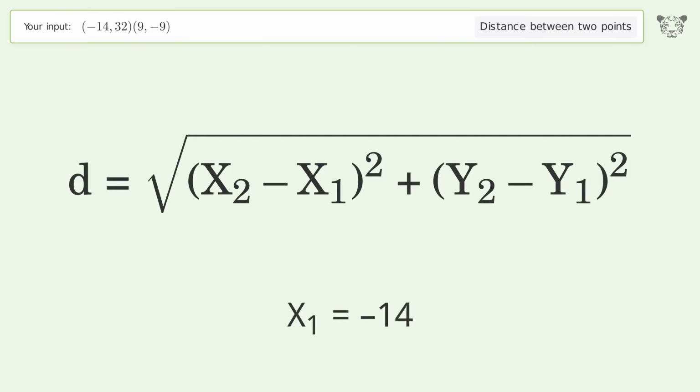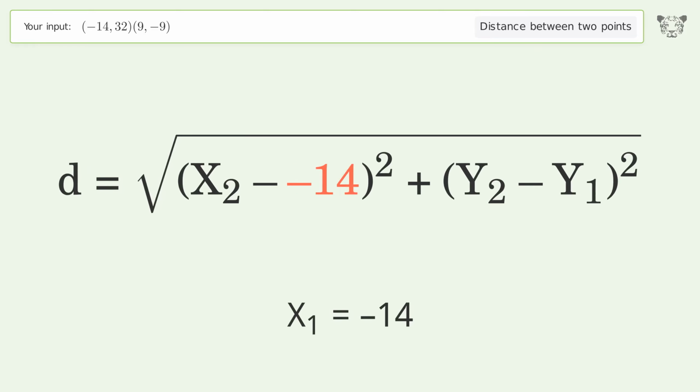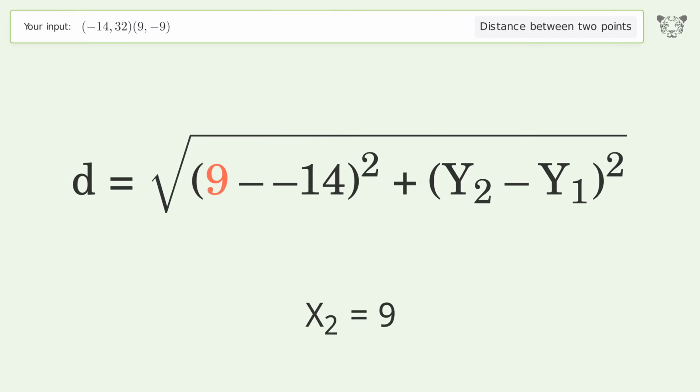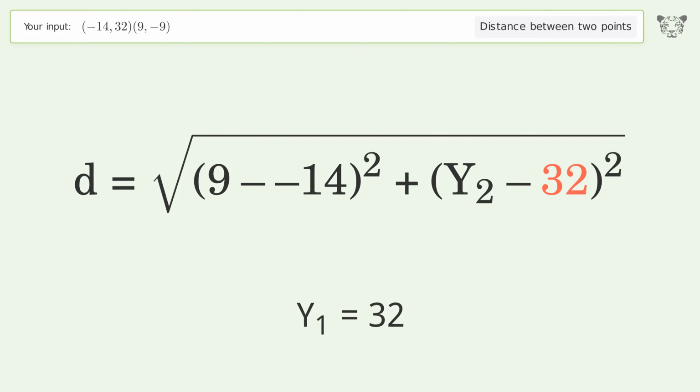x1 equals -14. x2 equals 9. y1 equals 32. y2 equals -9.